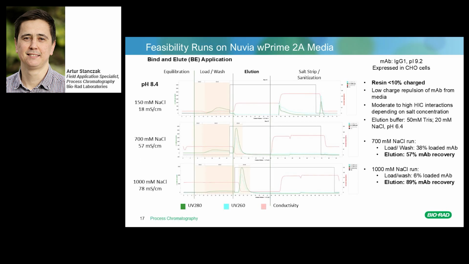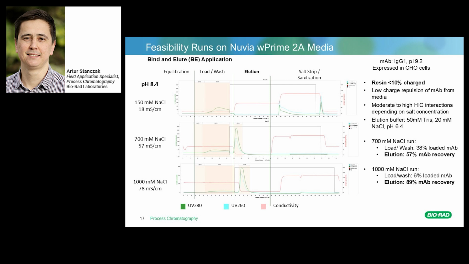Developing a purification step at pH 8.4 was more challenging than at lower pH values. At this high pH, less than 10% of ligands are positively charged, and the mAb is near its isoelectric point, resulting in low repulsion. As shown in the top chromatogram, under low conductivity conditions, half of the product binds while the other half flows through. Since flow-through mode was ineffective at this pH, we switched to a bind and elute mode.